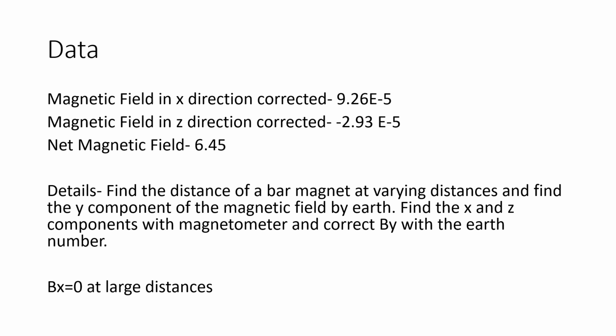Find the distance of the bar magnet at varying distances. The details are find the distance of the bar magnet at varying distances and find the y component of the magnetic field by Earth. Then find the x and z components with the magnetometer and correct the y component of the magnetic field with the Earth. And we know that Bx is equal to 0 at large distances due to the inverse relationship between distance and magnetic field.